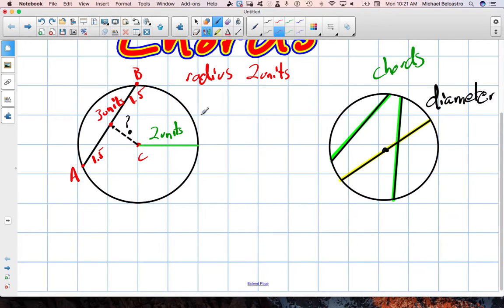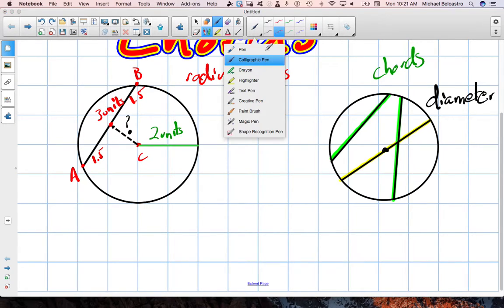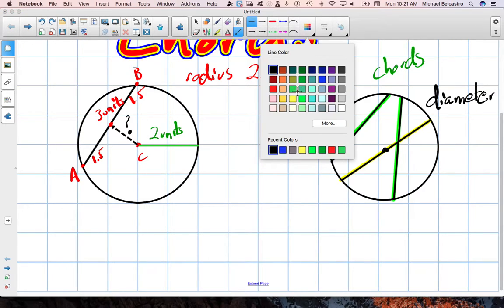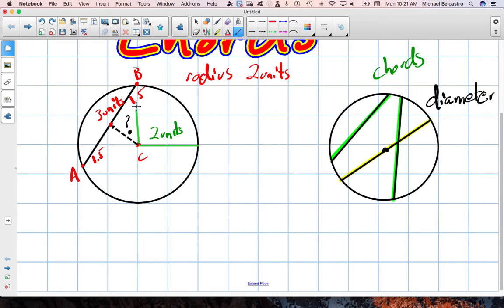And we know that the radius of this circle is 2. Okay, so the radius from C to B must be 2. We've now built a triangle, and not just any triangle, but a right angle triangle because it has to be perpendicular. That's the shortest distance. So we're going to call this M from midpoint. What is the distance of CM?